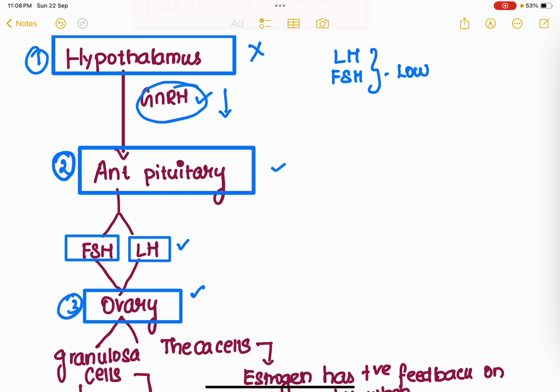So when the estrogen level is going to be less, we all know that estrogen is very important for two things.